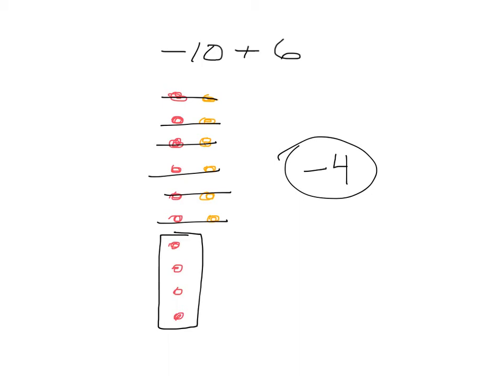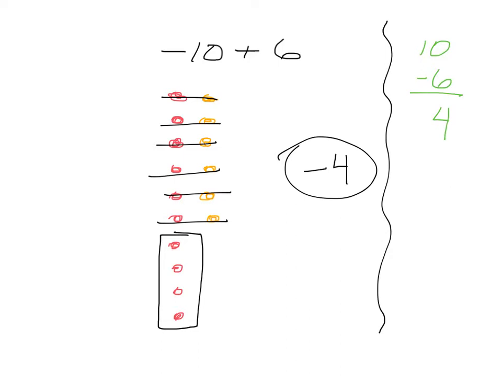Another way to solve it would be to use your absolute value rules. Another way, we can say the absolute value of negative 10 is 10. The absolute value of positive 6 is 6. So we will do the bigger minus the smaller, which gives us an answer of 4.